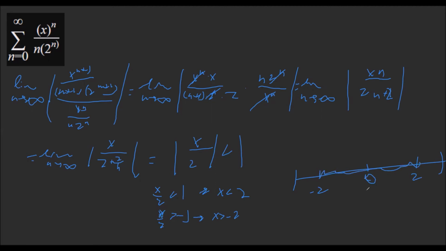Now, since it's centered at 0, the radius is going to be equal to half of the total length of the interval of convergence, meaning that the radius of convergence, I'll put it up here, is 2. Now we're not yet done. We have to test the endpoints. The power series may or may not converge when x is equal to -2 or x is equal to 2. So that's what we have to do at this point.